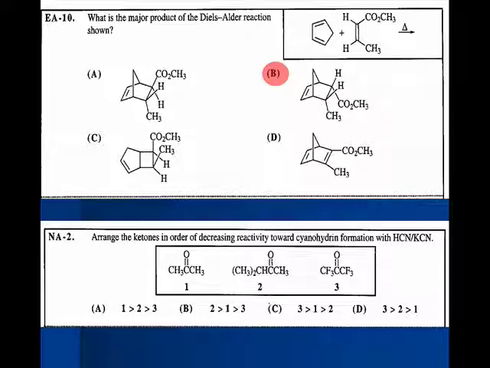Arrange these ketones in order of decreasing reactivity towards cyanohydrin formation with hydrogen cyanide. Decreasing reactivity would be from the most to the least. Two, you get a lot of crap around it. But I don't think two is trans. I think it's going to be.